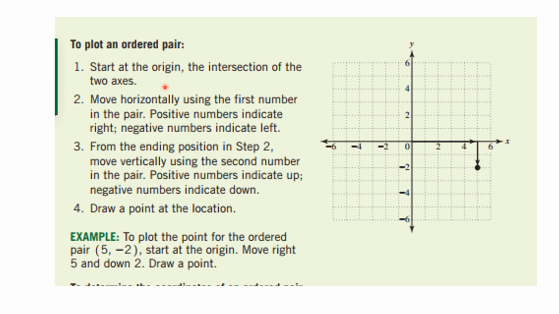So to give you a process to plot an ordered pair, start at the origin, the intersection of the two axes. Move horizontally using the first number of the pair. Positive numbers indicate right, negative numbers indicate left. From the ending position in step 2, move vertically using the second number in the pair. Positive numbers indicate up, negative numbers indicate down. And draw a point at the location. So for example, to draw (5, -2), you go over 5 and down 2.